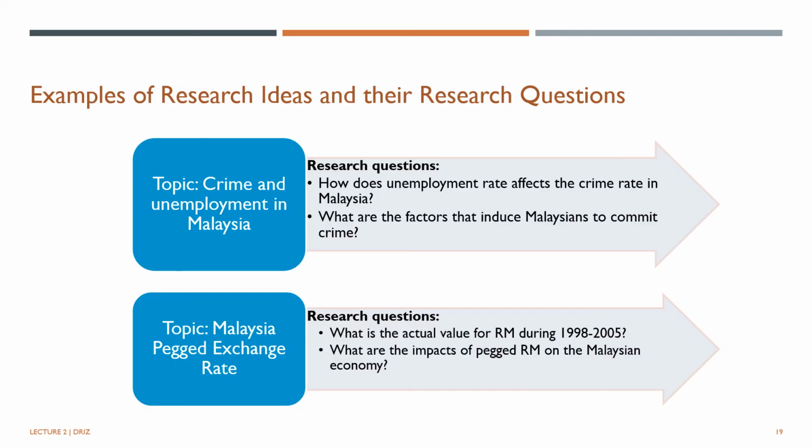Here are examples of research ideas and their research questions. The first topic is crime and unemployment in Malaysia. The research questions derived from this topic are: how does unemployment rate affect the crime rate in Malaysia? And what are the factors that induce Malaysians to commit crime?